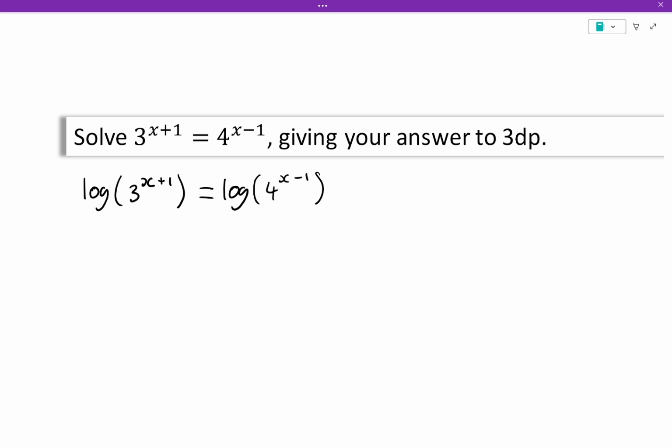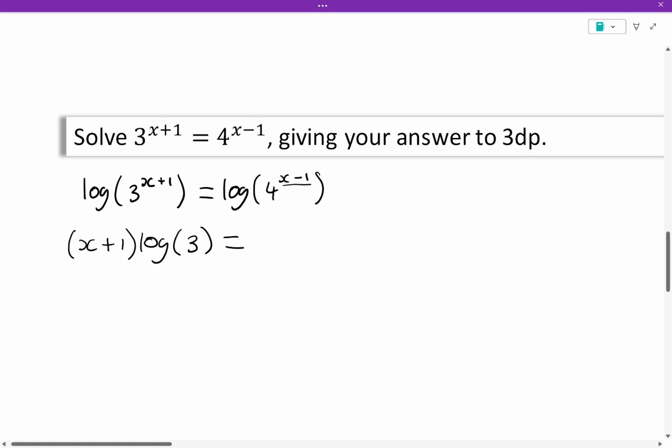Now, if we look at what we've got, I don't like the fact that x plus 1 is in the power and x subtract 1 is in the power. So what could we potentially do with that? Well, we could use our power rule for logs, where we can move the power to the front of the log, so it's multiplying the log. So I would write x plus 1, our power, and I'm going to write it in brackets because it's multiple terms, otherwise it's not going to be correct. And then I'm going to write log, and then open my log function, and we would have just 3, because the power has gone to the front there.